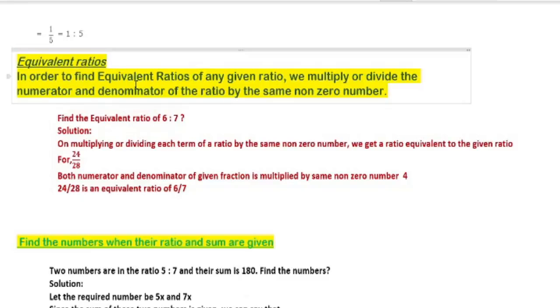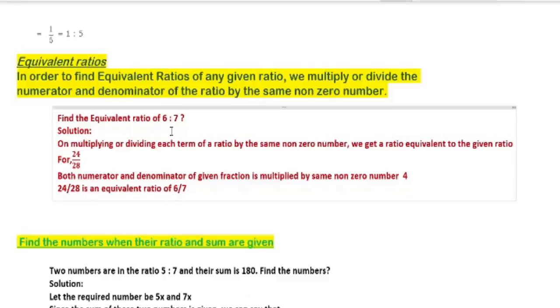The next concept, equivalent ratios. In order to find an equivalent ratio of any given ratio, we multiply or divide the numerator and denominator of the ratio by the same non-zero number. Non-zero number means a number other than 0. So equivalent ratios are two ratios which have equal values, numerically equal. They are known as equivalent ratios.